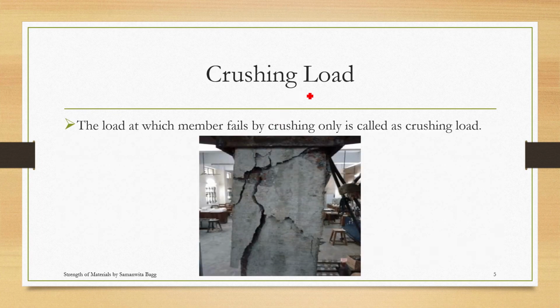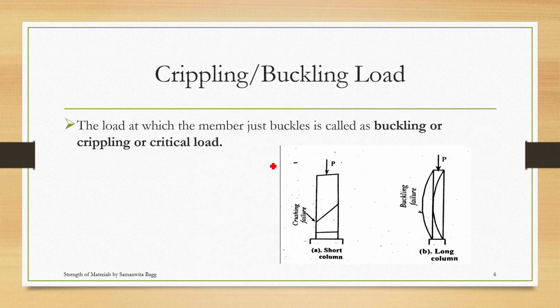Next we'll talk about crushing load. The load at which a member fails by crushing only is called the crushing load. So suppose I talk about this strut, here you can see that when a load P is applied on it, this member is showing a crushing effect. So this is called the crushing load P. You may also call this PC, crushing load. P is load, C is for crushing.